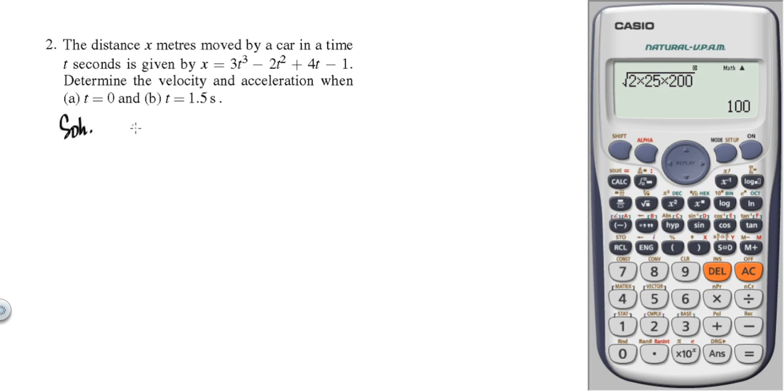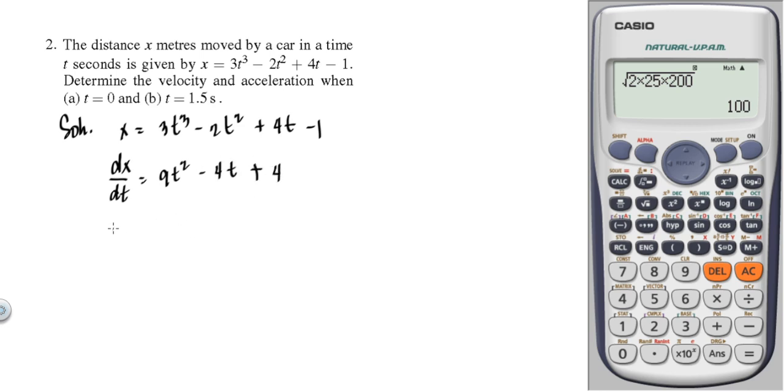So, we have here the solution. Write the equation. x is equal to 3t cubed minus 2t squared plus 4t minus 1. Differentiate: dx over dt equals 3 times 3 is 9t squared minus 4t plus 4. Okay? Yes. So, the second derivative of x with respect to time, which is the acceleration, is equal to 18t minus 4. Yes. So, we can now solve for A, when time is 0.